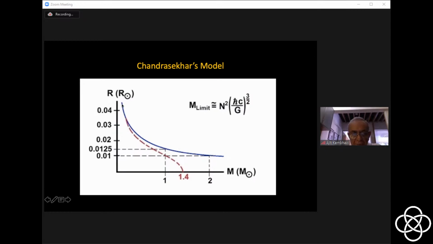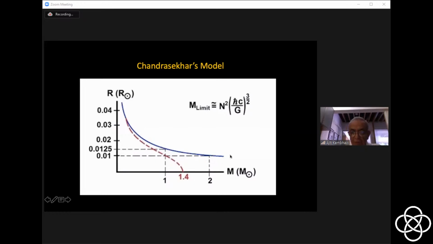So you see that if you ignore the fact that you are going into relativity, then m goes as r to the minus 3, r goes as m to the minus 1 by 3, and for that you get this particular curve, which you see here, the blue curve.